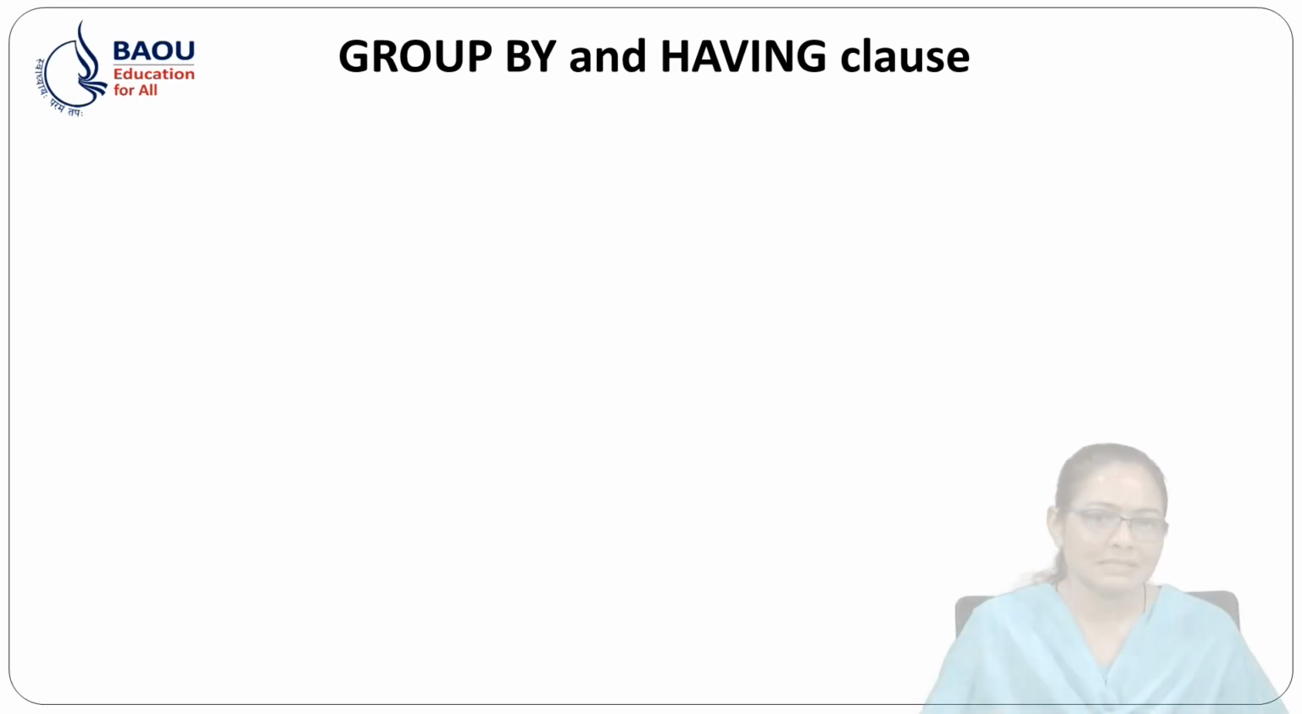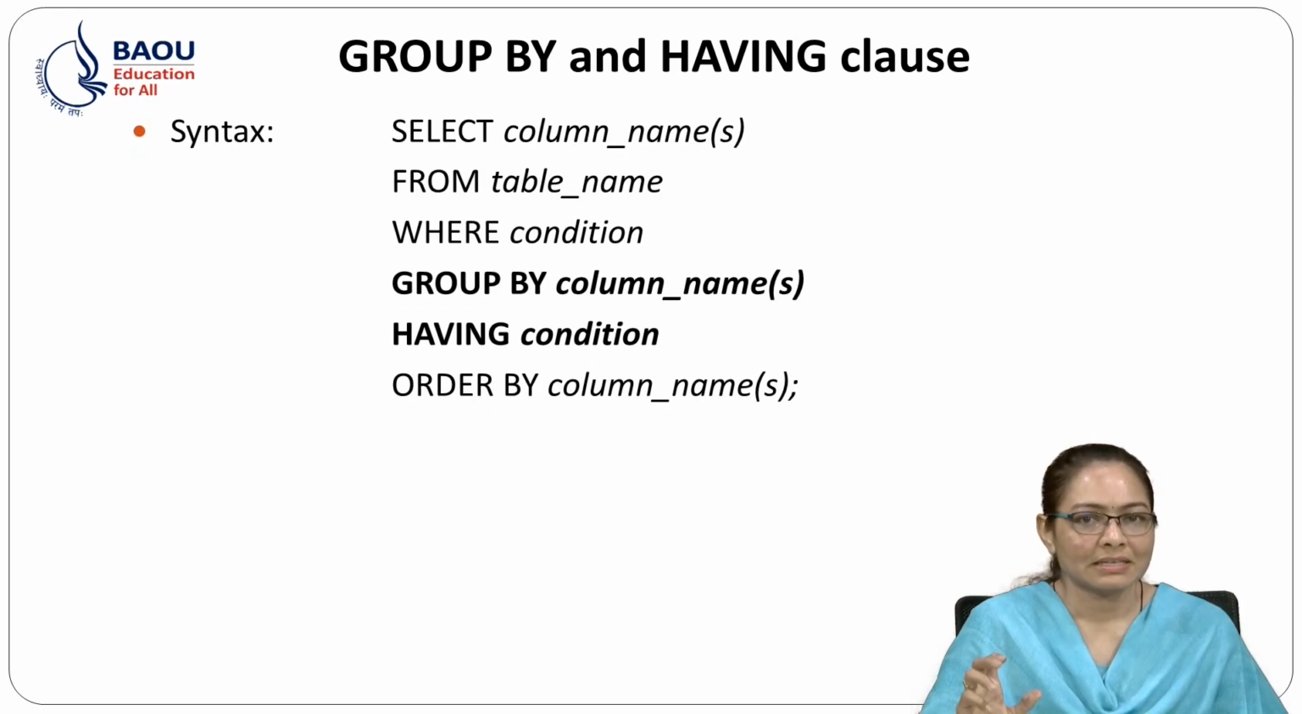Now, the next one is the syntax of the SQL group by and having clause. Select column names from table name, then where condition, then group by column names, having condition. The group by and having can be used together. If you don't give a condition, you can also use group by individually. If you use particular groups only, then the having condition is used. Then the order by with the column names.